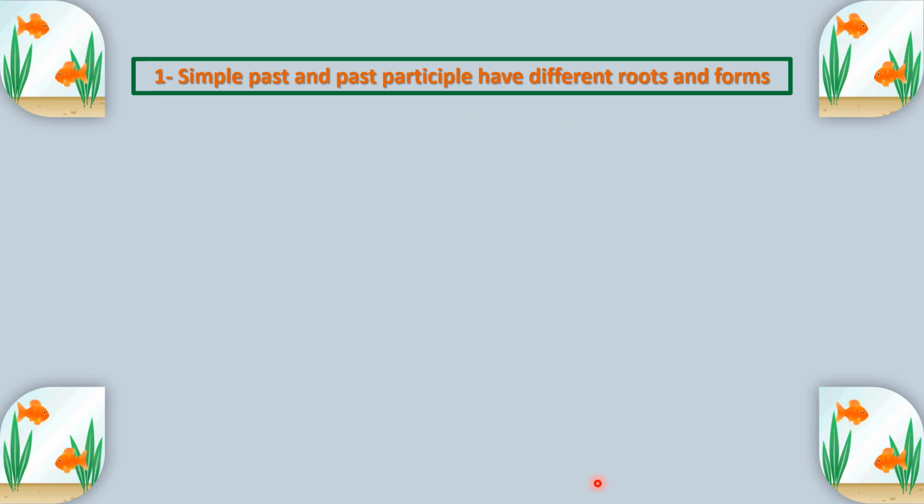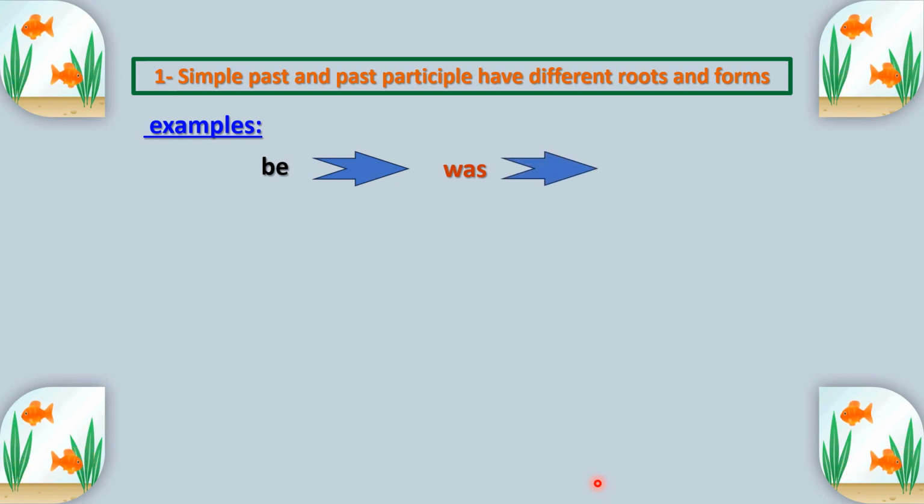The first type, simple past and past participle have different roots and forms. As the examples, yes, to be, the verb to be. What is the simple past of the verb to be? Great, Latifa. You are a hard-working student. And what is the past participle, Latifa? Yeah, been. Very good.